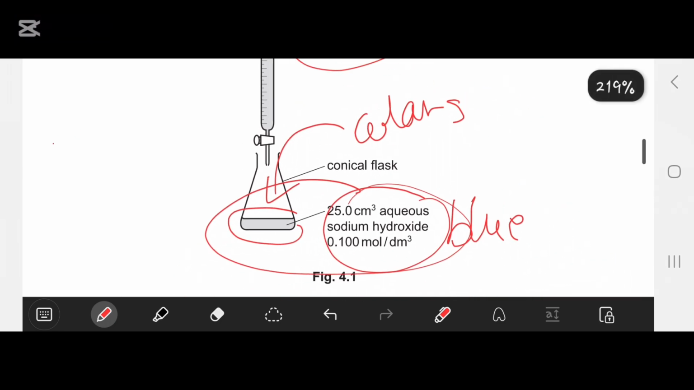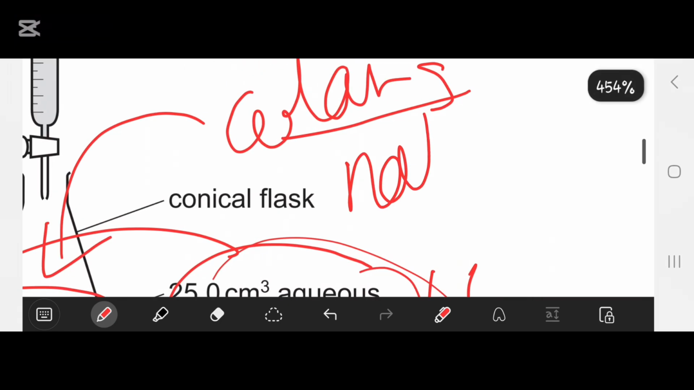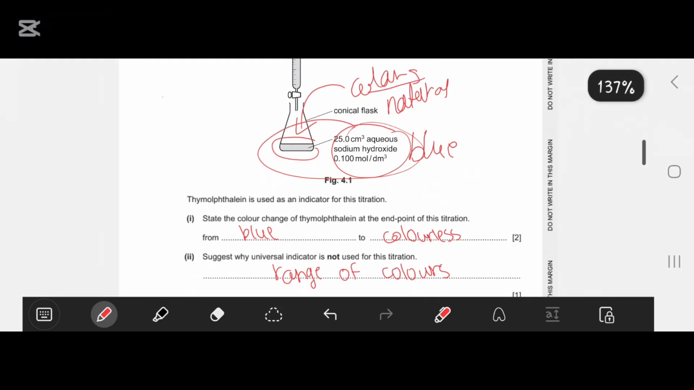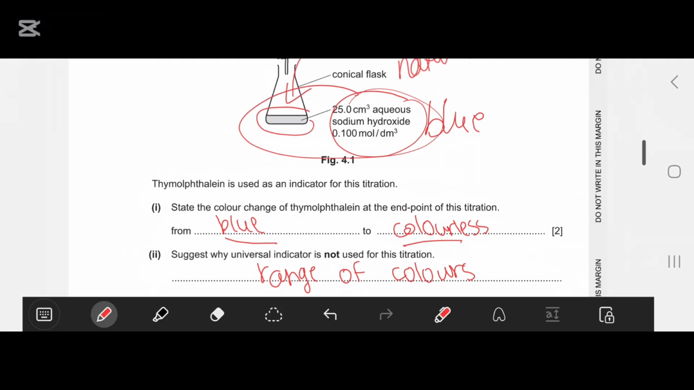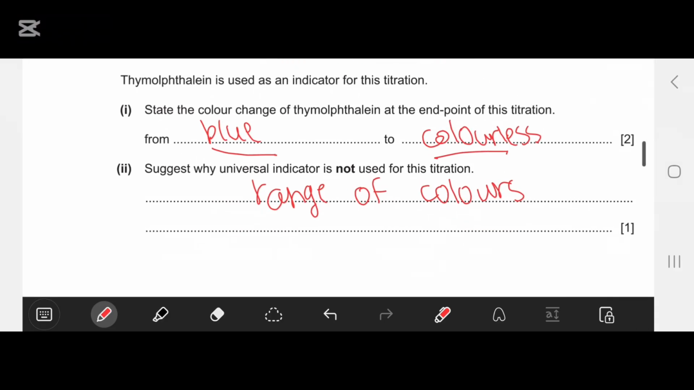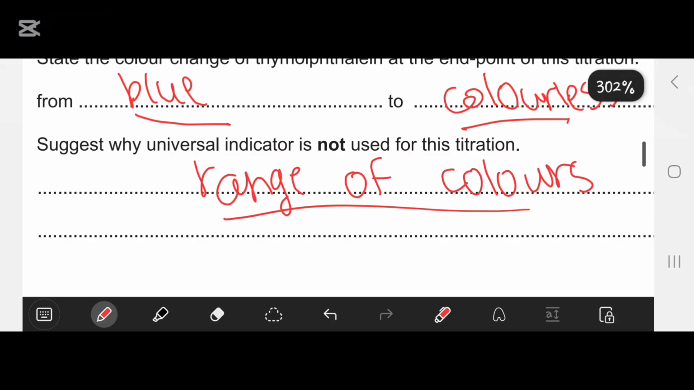How do we know it's neutralized? Because it became colorless, and that's the color for neutral. From blue to colorless. Same thing with phenolphthalein, which, instead of blue, is pink. So that's why the universal indicator is not used for this titration. It has a range of colors.